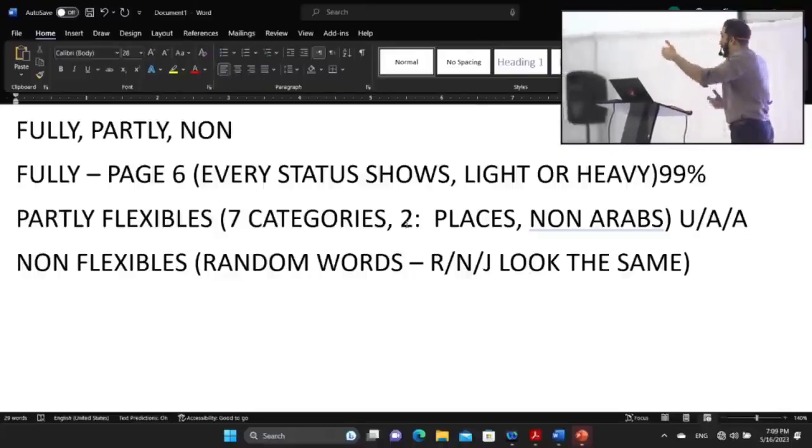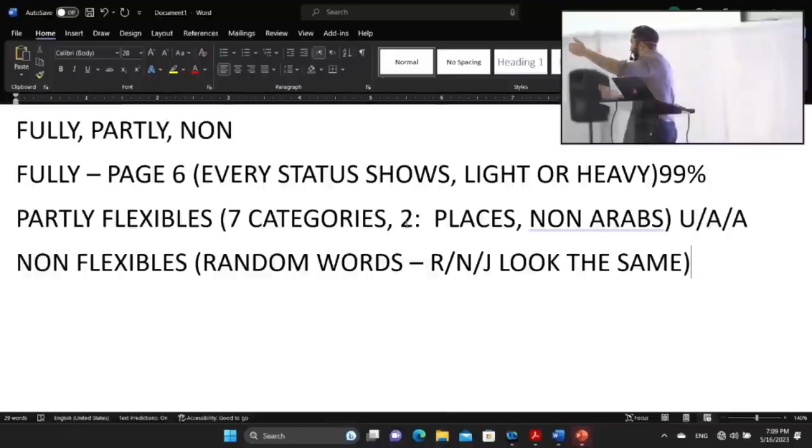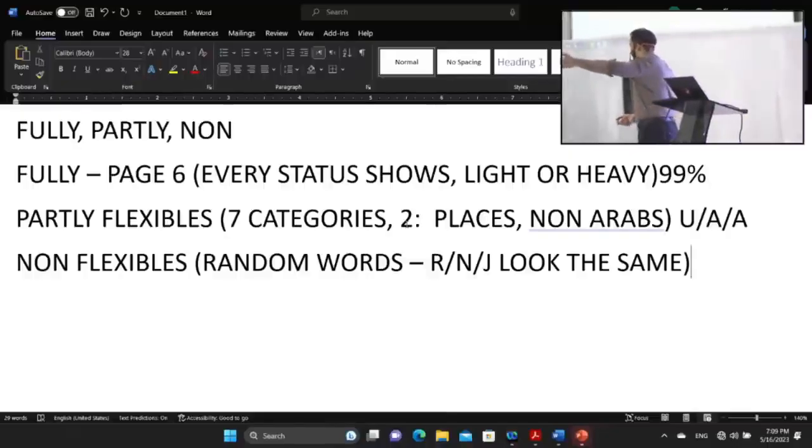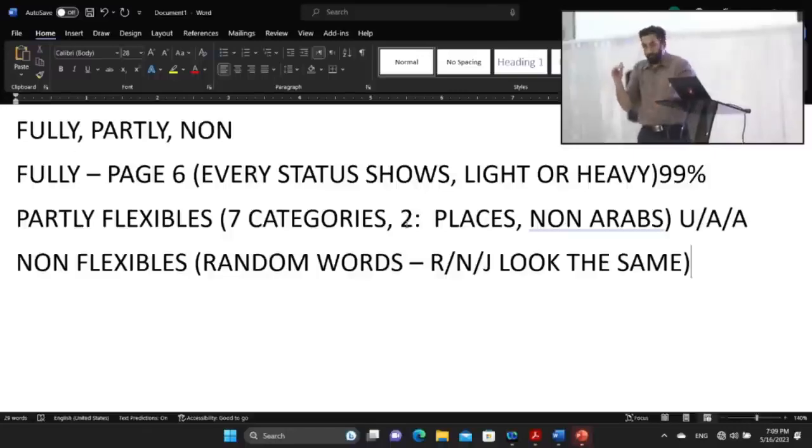If I gave you muslimun, immediately you can tell me it's rafa. Okay? If I give you yusufa, second category, you say, I have a 50% chance of getting it right. It could be nasab or it could be jar. But if I gave you dhalika, non-flexible, dhalika, then I say I have a 33% chance of guessing correctly because it could be rafa and it could be nasab and it could be jar.